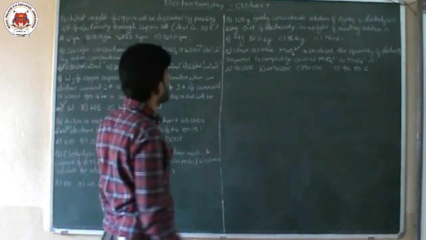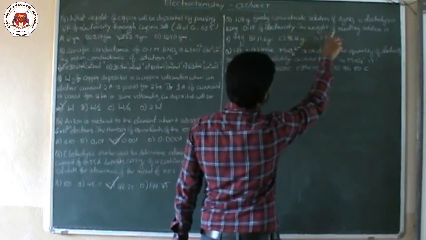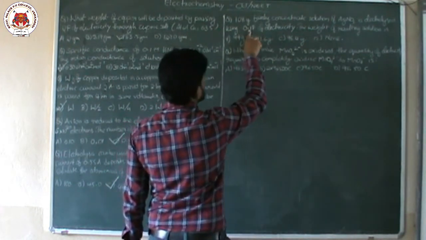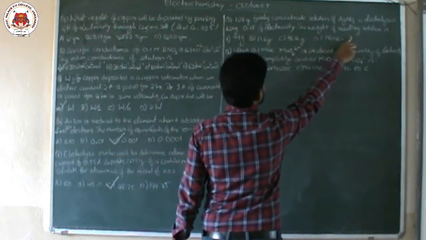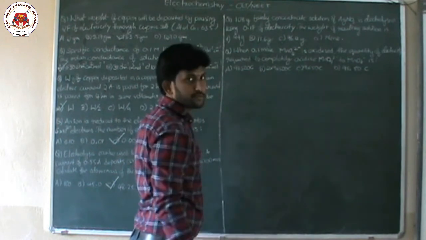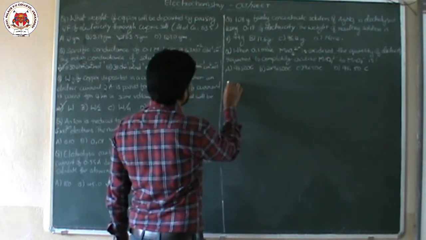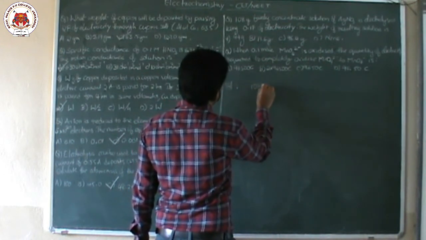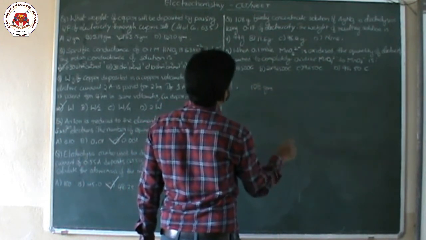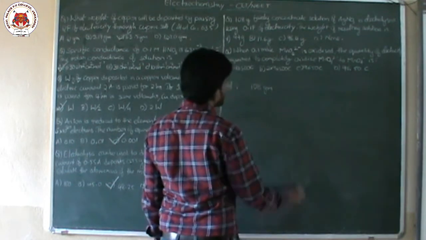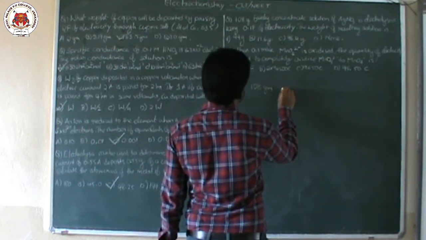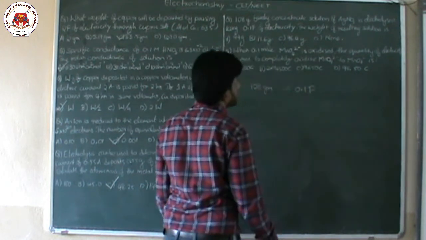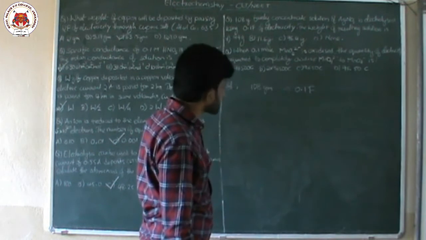Next, 108 grams of fairly concentrated solution of AgNO3 is electrolyzed using 0.1 Faraday of electricity. The weight of the resultant solution is... okay, they are saying that 108 grams of concentrated solution of AgNO3 is electrolyzed using 0.1 Faraday current, then the weight of the resulting solution will be.